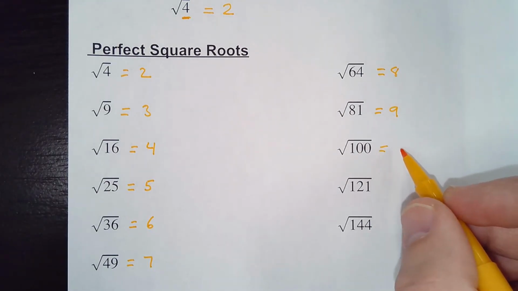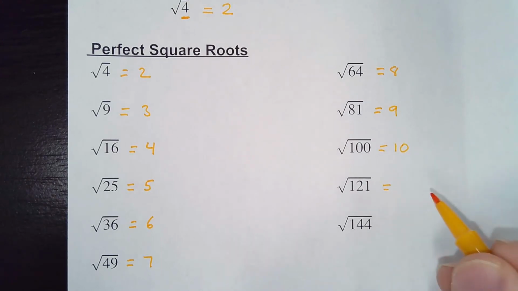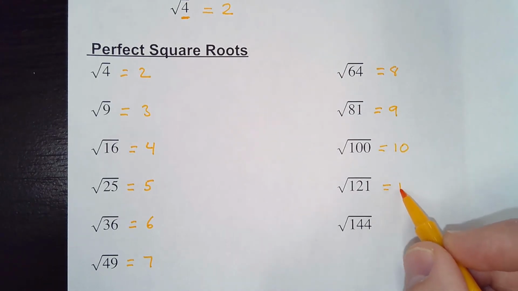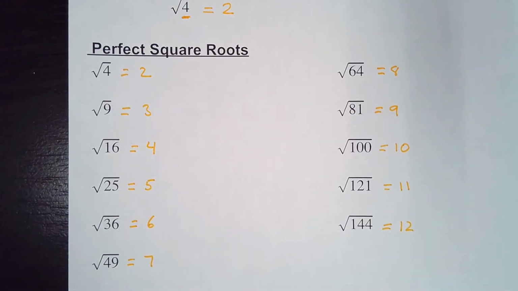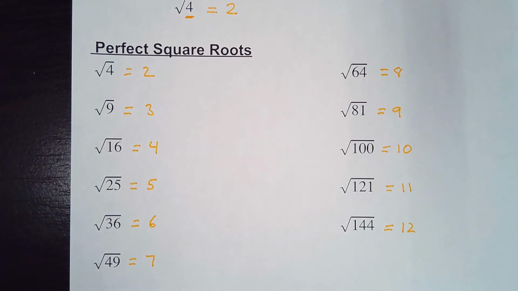Square root of 100 is 10. Square root of 121 is 11. Square root of 144 is 12. So those are all your perfect squares. Eventually you should have these memorized. For now, these notes will be very helpful when you're doing your homework until you have these all memorized. So those are all our perfect square roots.